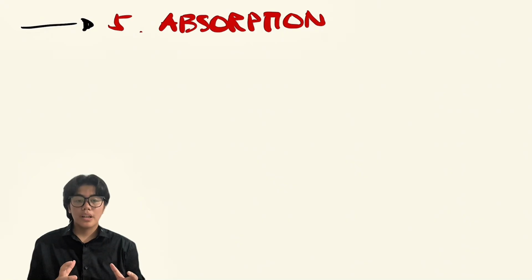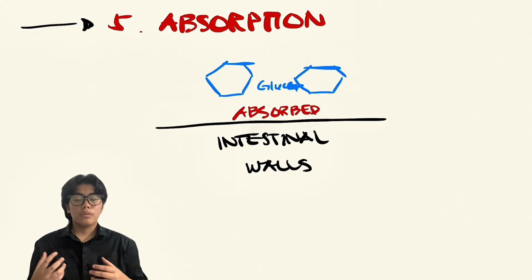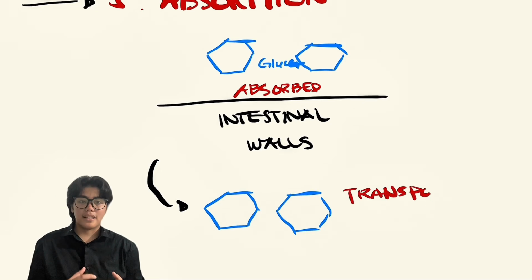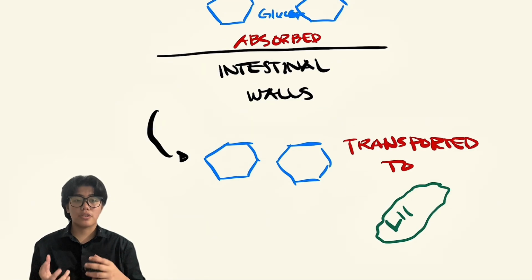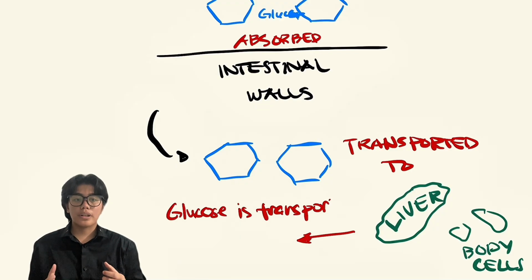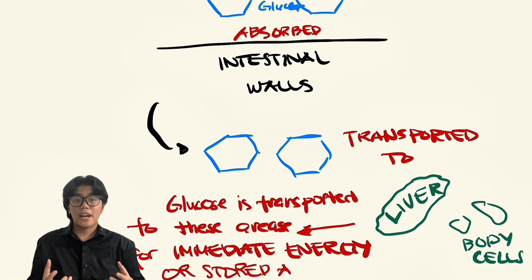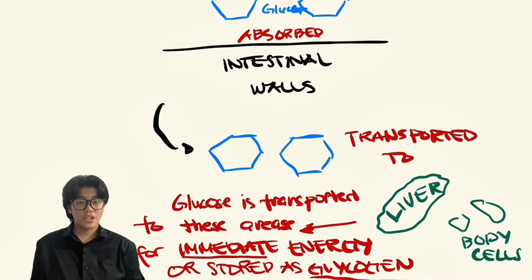And these glucose molecules will now be absorbed through the intestinal lining into the bloodstream, where they will be transported to the liver and the body cells. The glucose will be transported to these areas to be used as immediate energy, or it could be stored as glycogen for future purposes. So that's it for the entire process of starch digestion. It goes starch to maltose and then to glucose. The final product is glucose, and your glucose will be used for energy production.